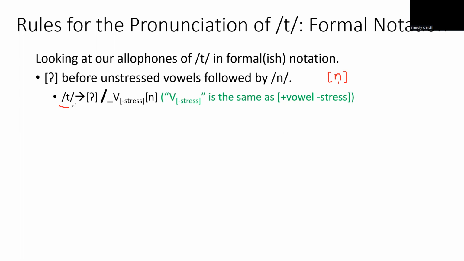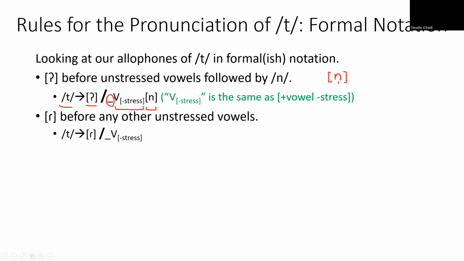So here's our phoneme. That's the T in slashes. Our allophone is the glottal stop. So it's remaining a voiceless stop, but it is becoming glottal instead of alveolar. And then this underscore here says this is where the change is going to happen. So when it is in this space, it's going to happen: before a vowel that is minus stress. This subscript here is describing that vowel. And then after that comes an N. So it's a sequence of two things. Element 1 is the stressless vowel. Element 2 is that N. And it has to be an N, right? It can't be an M or an eng.